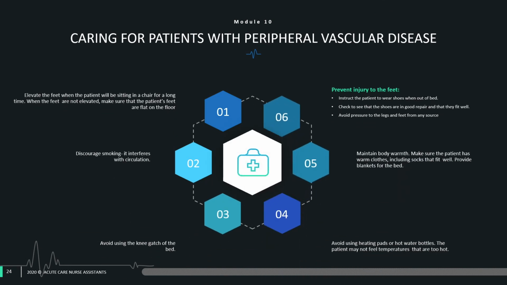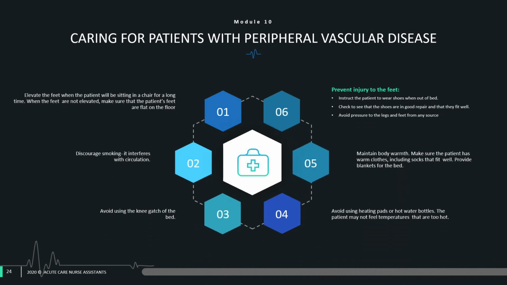Module 10. Caring for patients with peripheral vascular disease. 1. Elevate the feet when the patient will be sitting in a chair for a long time. When the feet are not elevated, make sure that the patient's feet are flat on the floor. 2. Discourage smoking. It interferes with circulation. 3. Avoid using the knee gatch of the bed. 4. Avoid using heating pads or hot water bottles. The patient may not feel temperature that is too hot.